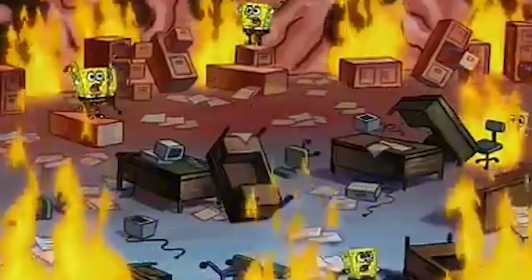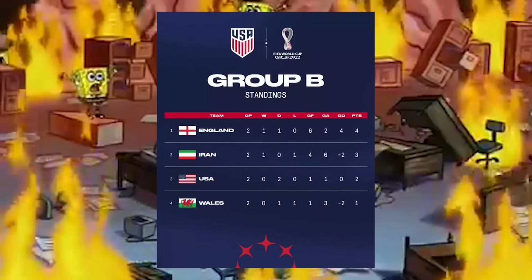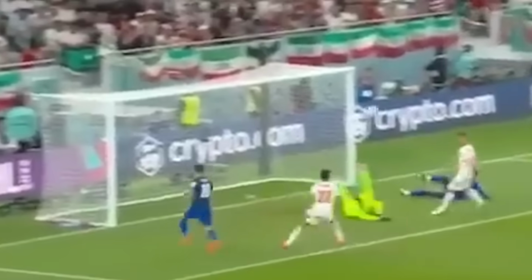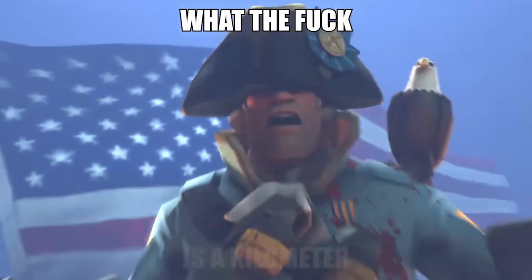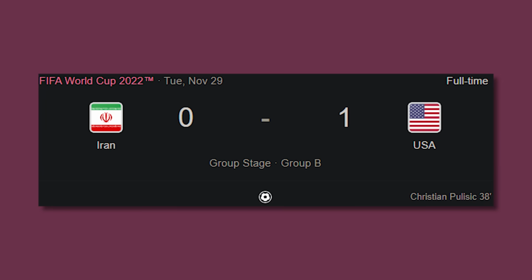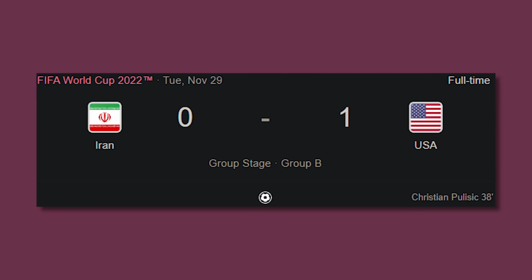USA-Iran, prior to the tournament, had a lot of geopolitical conflicts between the two, and it only got worse when the US social media team posted this. In the match, however, after a dominant first half, Christian Pulisic would sacrifice his body to give the Stars and Stripes an early lead. Things got a bit shaky in the second half for the Americans, but in the end they prevailed and won 1-0, meaning they advance as runners-up to the next round.